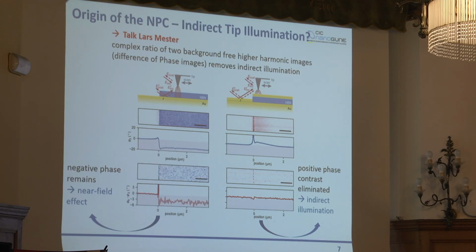Now, we can do the same for the uncoated gold sample, and what you can see here is that this negative phase remains. So this shows us that this effect really is a near-field effect, and it's not induced by some indirect illumination artifacts.